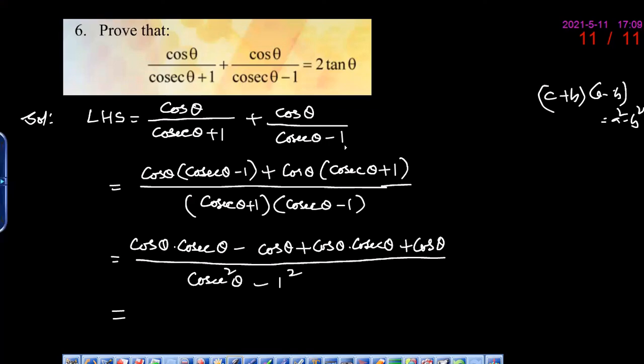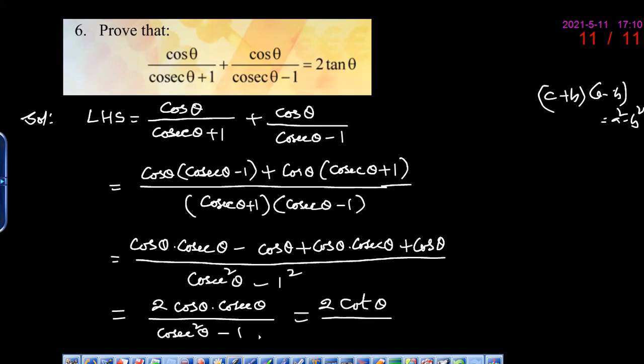Now further simplification, we get 2 cos theta into cosecant theta divided by cosecant square theta minus 1, since cos theta minus cos theta is 0. So cos theta into cosecant theta plus cos theta into cosecant theta is 2 into cos theta into cosecant theta. So here can I substitute two formulas like cos theta into cosecant theta as cot theta and cosecant square theta minus 1 as cot square theta.